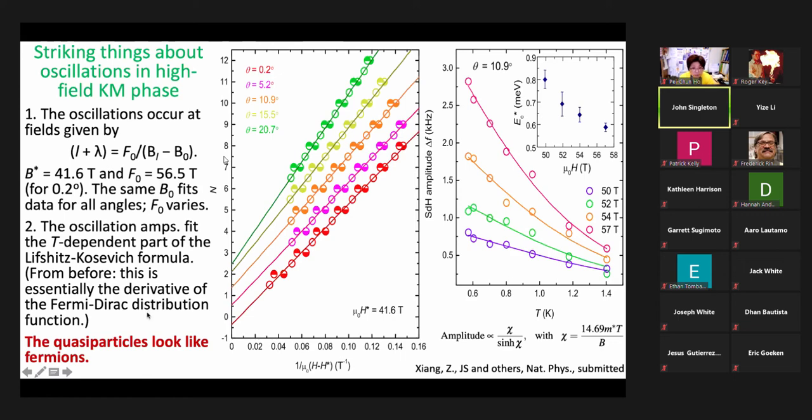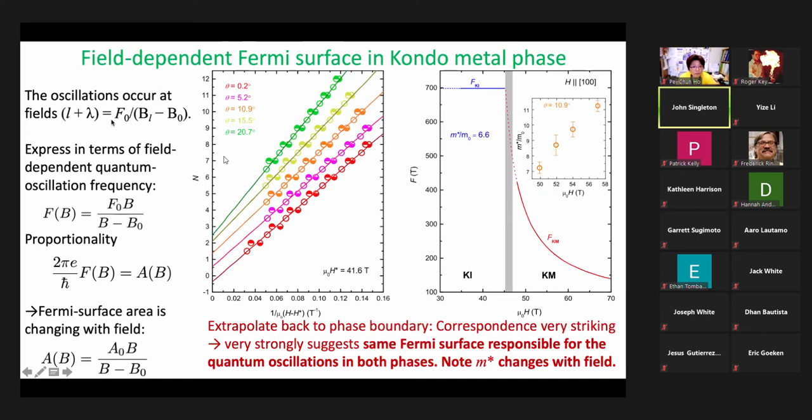So what's going on? Well, actually, what's happening is the frequency of the oscillations is changing with field. And so we can parameterize this relation up here by putting in a function that looks like this. This is the frequency. Now it's a function of magnetic field. And that means that the area of the Fermi surface is a function of magnetic field. And so the Fermi surface is changing with field. And this is what the area is doing.